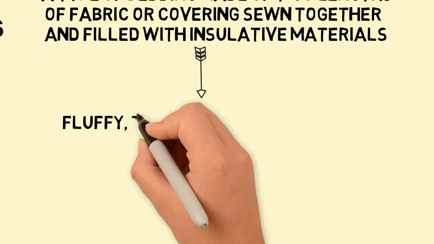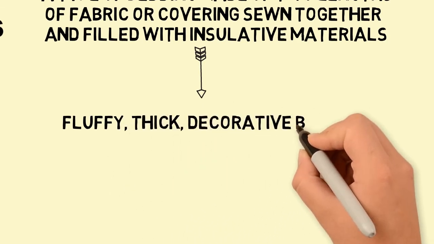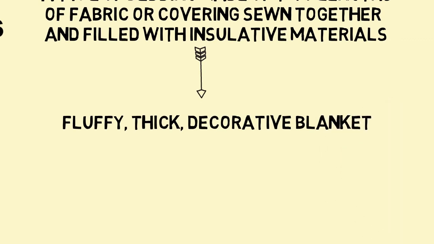A comforter is a fluffy, thick, and decorative blanket used as the top covering on the bed. Comforters are typically filled with synthetic fiber materials such as polyester or cotton blends and are usually quilted or stitched in some patterns so that the material is secure and evenly distributed.